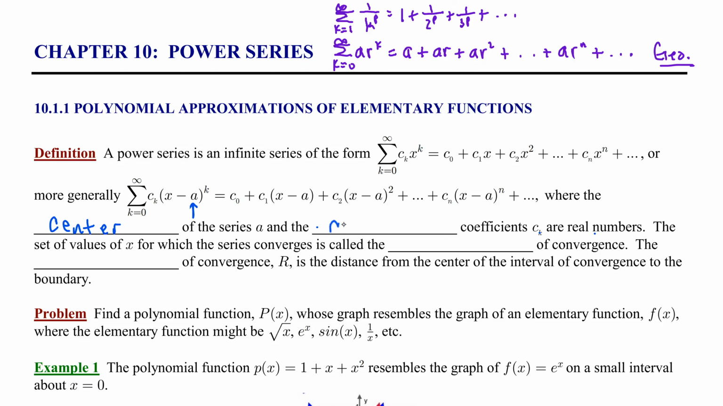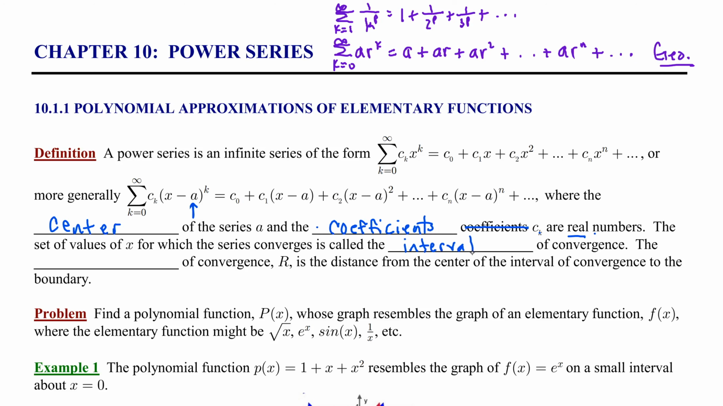And now I'm sorry here, I filled in the blank for you. This is supposed to be coefficients. Surprise! The coefficients, c sub k, are real numbers. The set of values of x for which the series converges is called the interval of convergence.